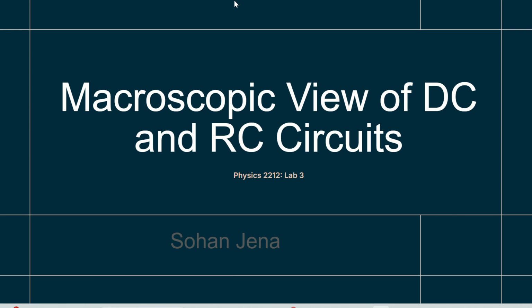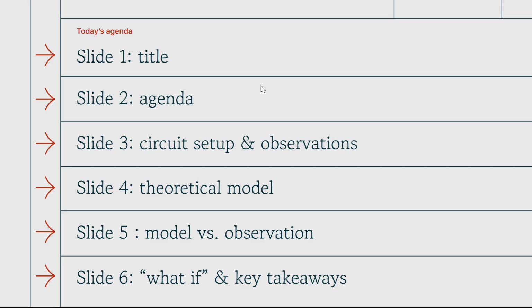So this is my Lab 3 microscopic view of DC and RC circuits. I'm going to have 6 slides. The first slide is obviously the title. This is the agenda slide. Slide 3 is going to be circuit setup and observations. Fourth slide is going to be theoretical model. The fifth slide is going to be the model and observation. The sixth slide is going to be the what if and key takeaways.